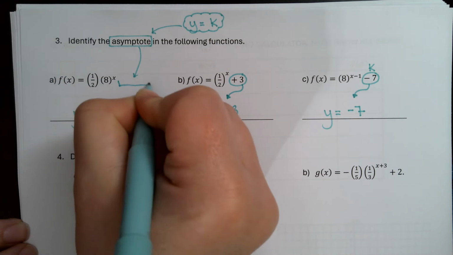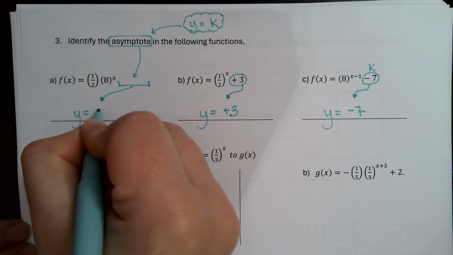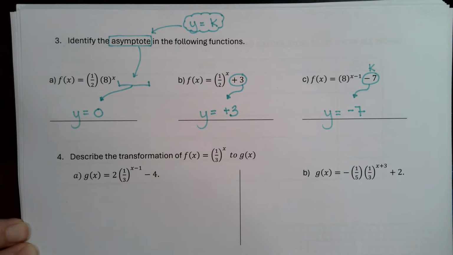Now here, there is nothing there. However, there is, based off of the parent function, an exponential equation must have an asymptote. So if there is no asymptote shown, there is still one present, and that is at 0.